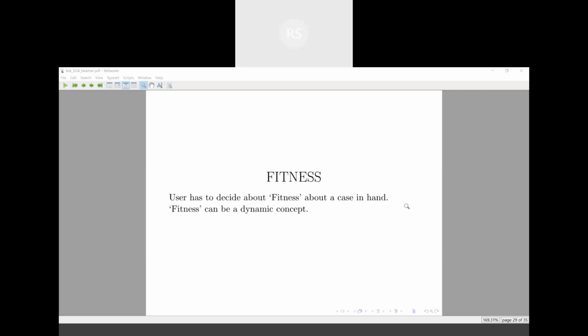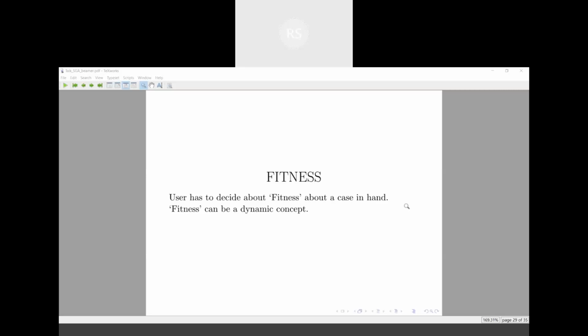Now suppose you want to employ somebody. Let us say you want a clerk, he should be a graduate in any discipline, right? And then you shortlist them. Then after shortlisting, you will interview them and then decide. So basically what I would like to tell you is that the concept of fitness is a dynamic concept.